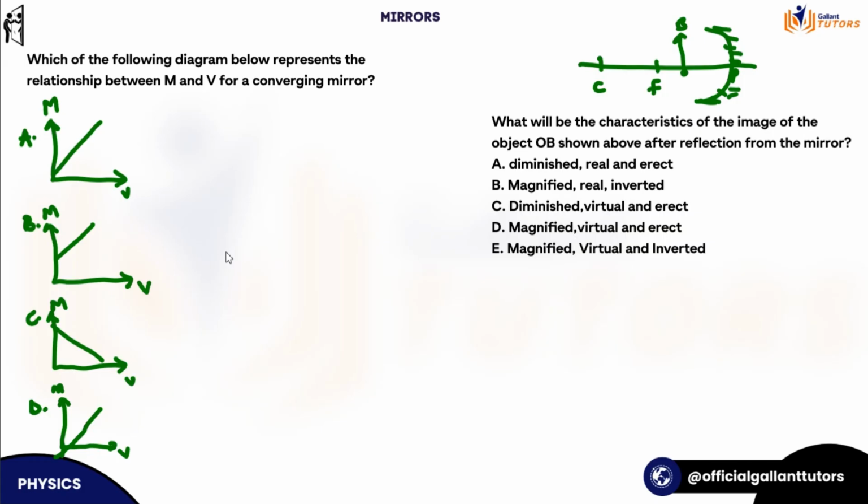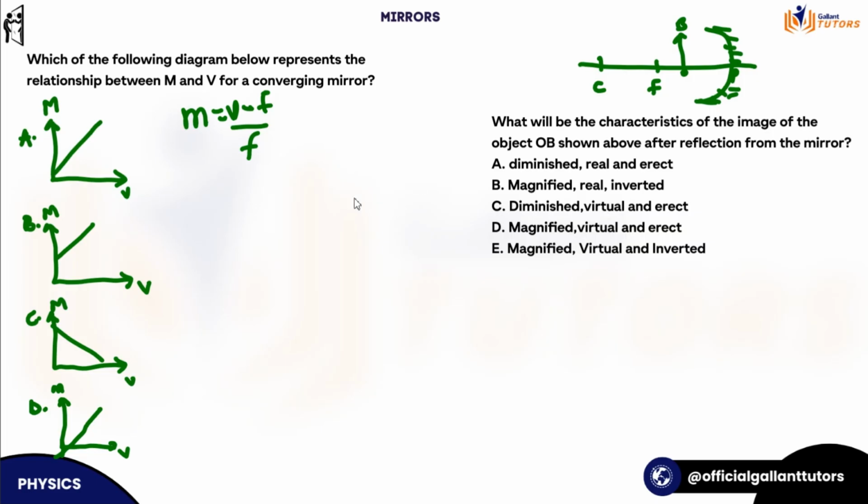All right. Let's have this question. Which of the following diagrams below represents the relationship between M and V for a converging mirror? I've actually talked about this when establishing the concept. So we have a relationship between M and V. Which formula denotes this? If you can remember, we have M is equal to (V minus F) over F. We've proved this already, right? You can scroll back to have a glimpse of what I did. I don't want to start the process all over again.